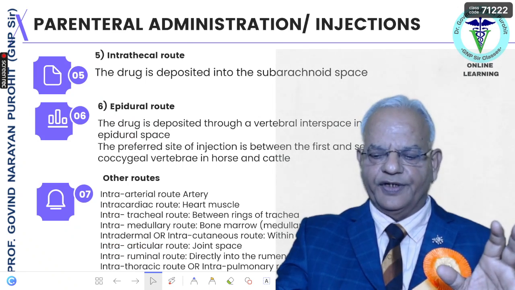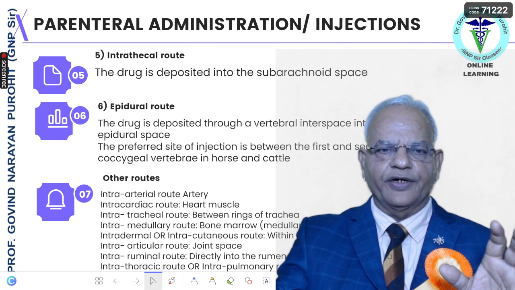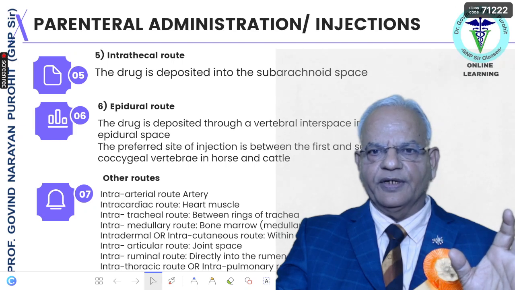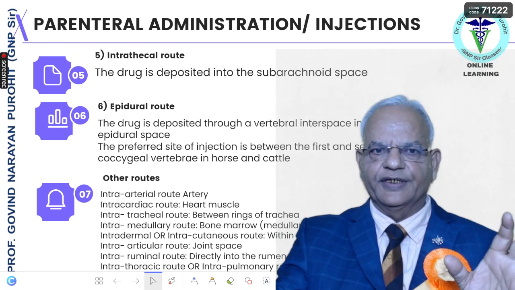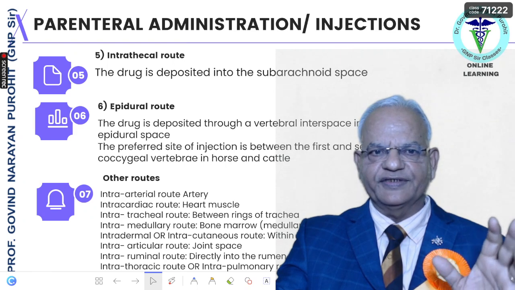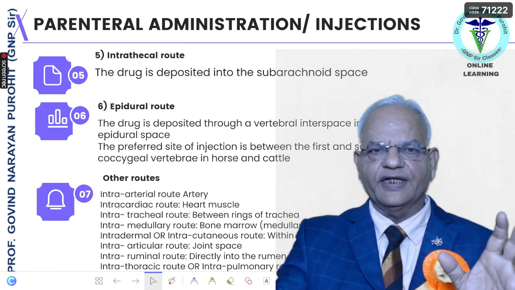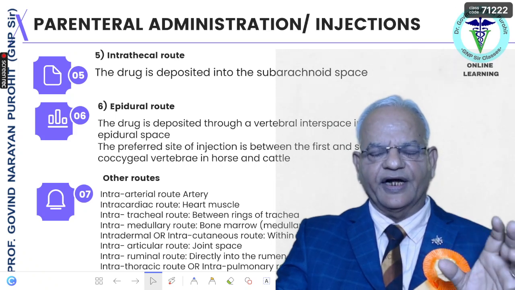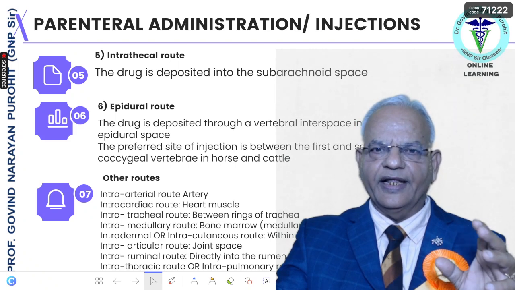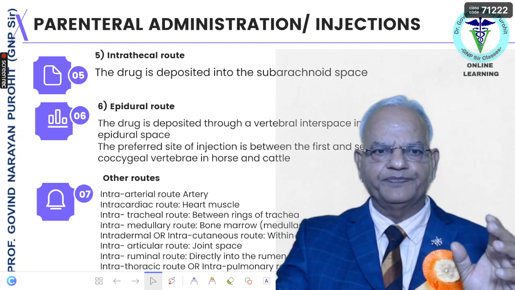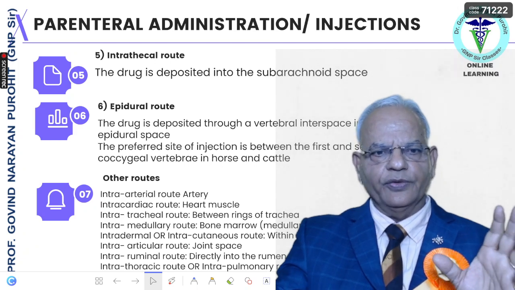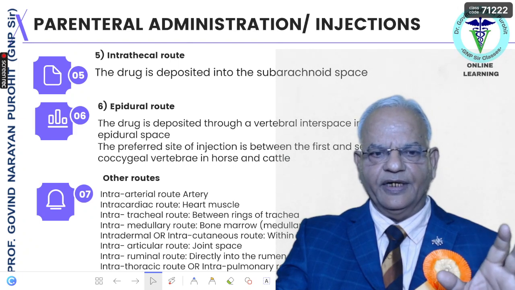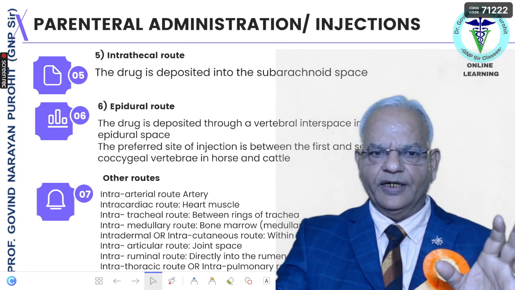epidural route, this is the most commonly used route for epidural anesthesia. The drug is deposited through a vertebral interspace into the epidural space. The preferred site of injection is between the first and second coccygeal vertebrae in horse and cattle. And the anesthetic is deposited for anesthetic effects on the hind limbs and even the back. The other routes include intra-arterial, intracardiac, intrathecal, intramedullary, intradermal, intraarticular, intraruminal, intrathoracic.